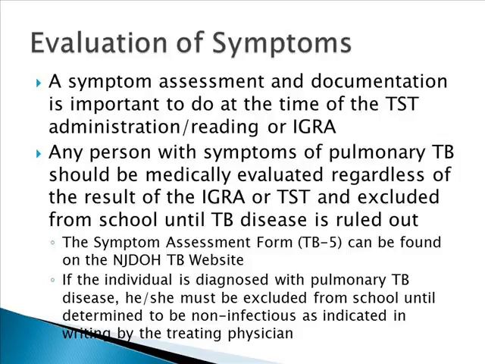Anyone with symptoms of pulmonary TB should be medically evaluated regardless of the result of the IGRA or skin test and excluded from school until TB disease is ruled out. And remember the symptoms that Dr. Wanger had talked about. In the older children, and the 5 to 10 year olds, you're probably not going to see any. It's the teenagers that you're going to see: absence from school, cough, going to see the doctor a couple of times with a cough, frequent respiratory tract infections, that kind of thing. And so the symptom assessment, TB5, can be found on our website. Exclude any kid with symptoms and refer.